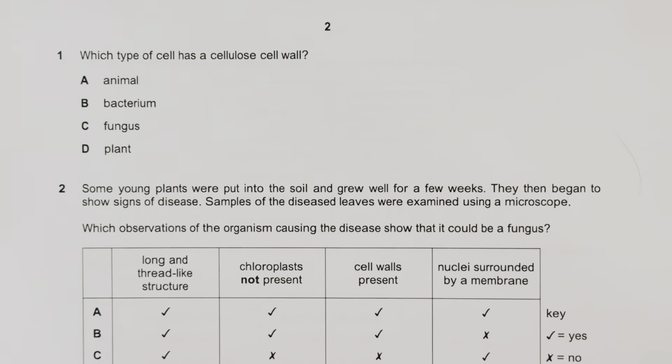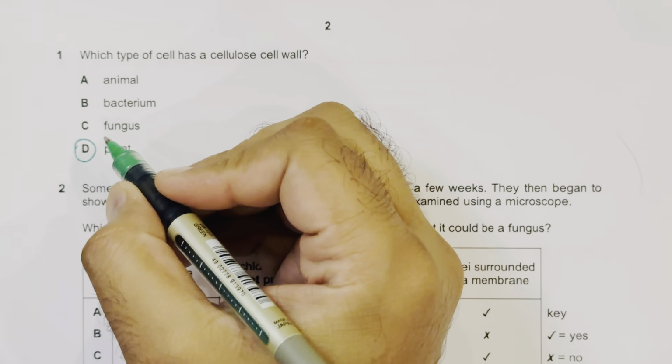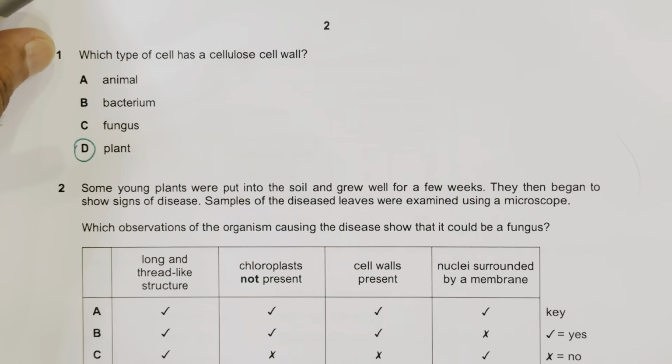Which type of cell has a cellulose cell wall? We know that plant cells have a cellulose cell wall, so that's why option number D is the correct answer. Moving to question number 2.